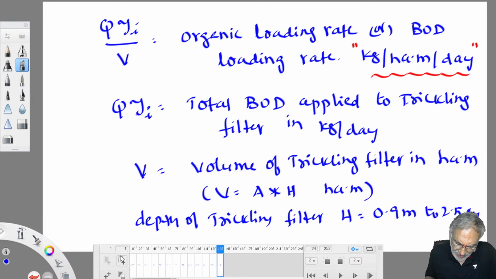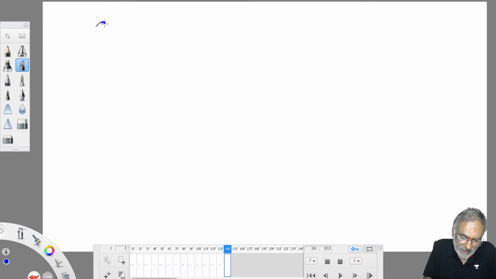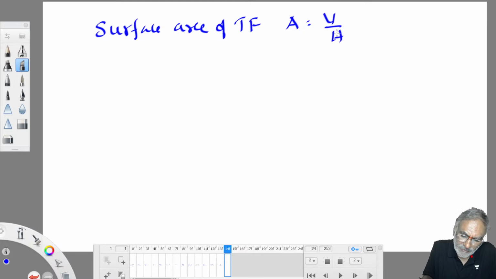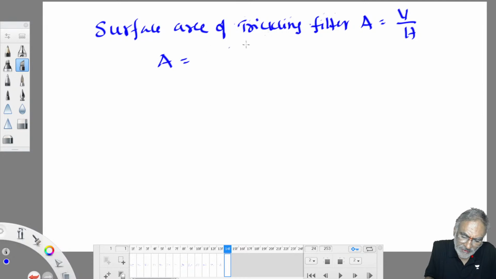So depth is known to you, then what can you find out? Surface area of trickling filter. Surface area of trickling filter is equal to volume by depth. It is circular in plan, no? So surface area is pi by 4 d square. Surface area of trickling filter is equal to volume by depth, which is equal to pi by 4 d square.